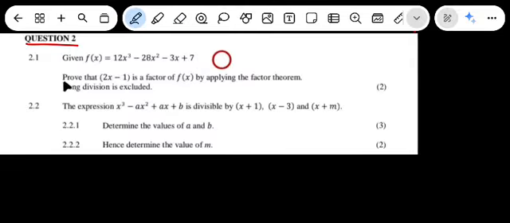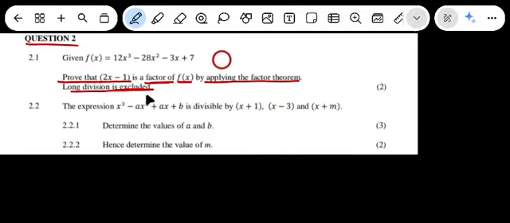Alright, so it says prove that 2x minus 1 is a factor of f of x by applying the factor theorem. Long division is excluded. We have given here our marks allocation. There are 2 marks, as you can see there.